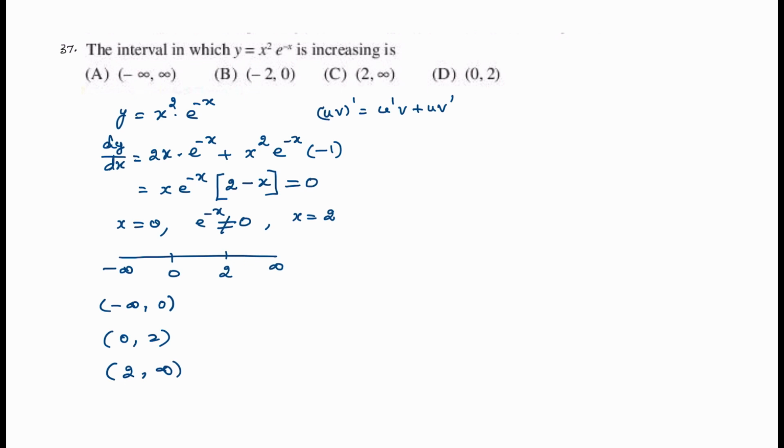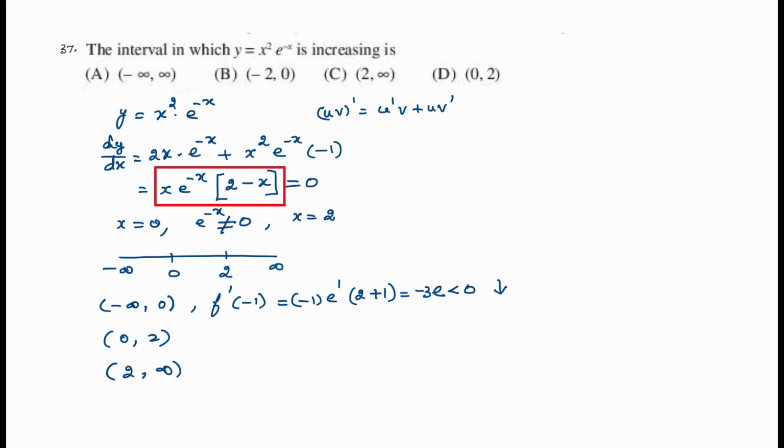We will check for the first interval. We have to check the sign of f dash. At minus 1 we will check. This is equal to minus 1, e raised to minus of minus 1 is plus 1, 2 minus of minus 1 is plus 1, which is minus 3 times e, negative. It is a decreasing function.